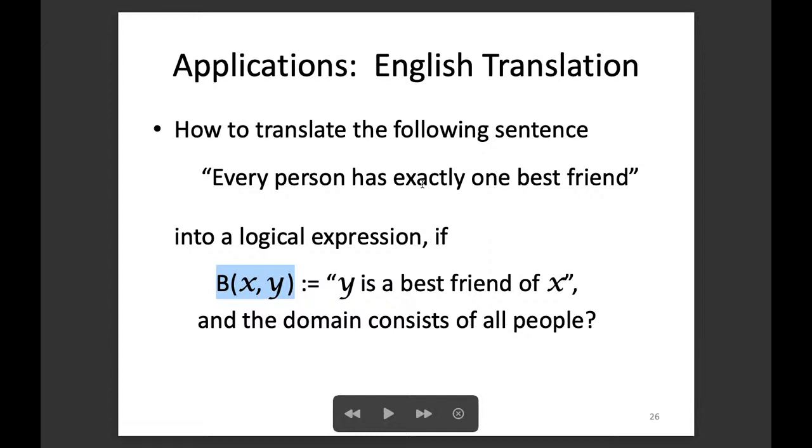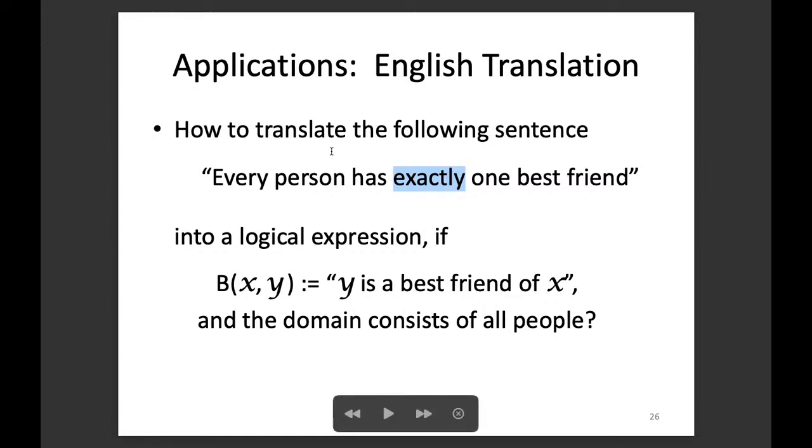So to solve this, let us first forget about this part exactly. So just say that everyone has a best friend. So for any x, there will be someone, there will be y, such that y is the best friend of x. So this is having the same meaning, right? So you see that you are using that exists, and then you are using for every.